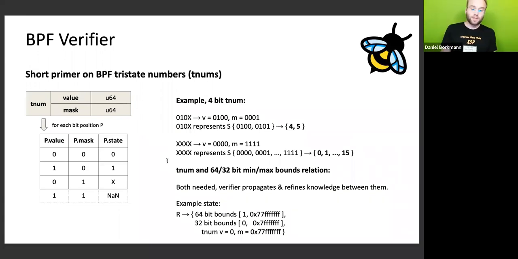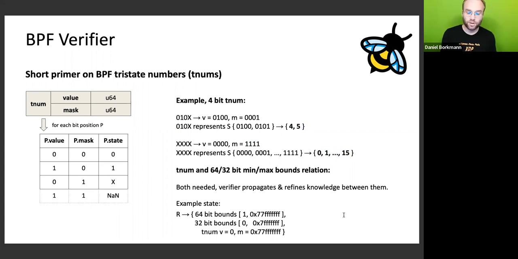One thing that is interesting are tri-state numbers. They essentially contain a value and a mask. So if the value bit is 0 or 1 and the mask bit is 0, it represents an actual known bit. And if the value is 0 and the mask is 1, it's an unknown bit, right? So for example, if you take 010x, the value here is 0100, and there's a mask where you have bit 1. And this essentially represents a set of these two numbers, 4 and 5. And when everything is unknown in this small example with 4 bits, all of the mask bits are 1, and they basically then represent 0 to 15.